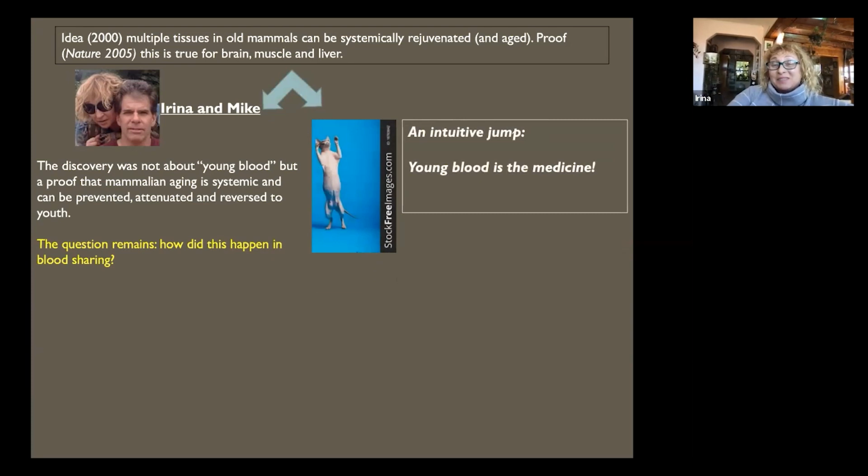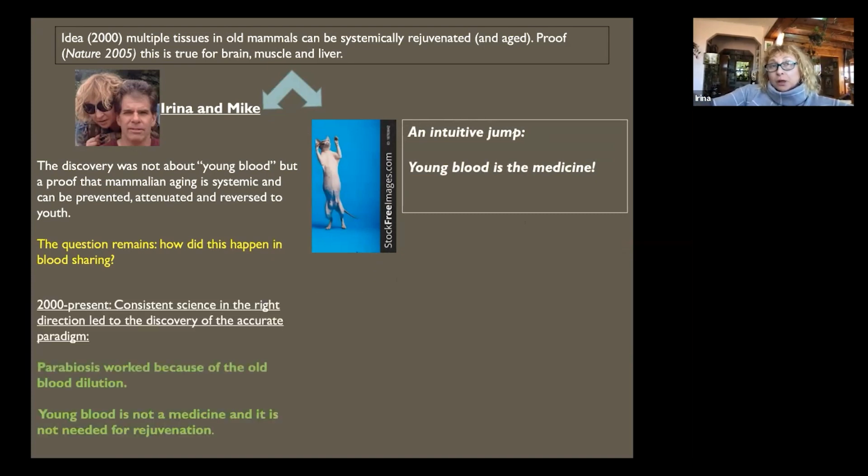Meanwhile, this is my illustration of an intuitive jump, because cats like to jump. Some other groups made this intuitive jump that young blood is the medicine, and they pursued this direction. But we were continuously pursuing the opposite direction, such as that. And it was not really the opposite direction, it was simply a direction. Why did parabiosis work in the first place? And if you think about it, there really is like a fork in the road.